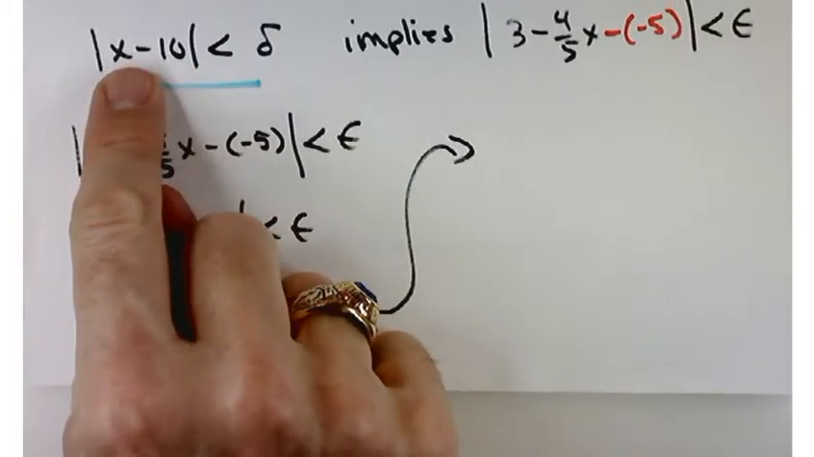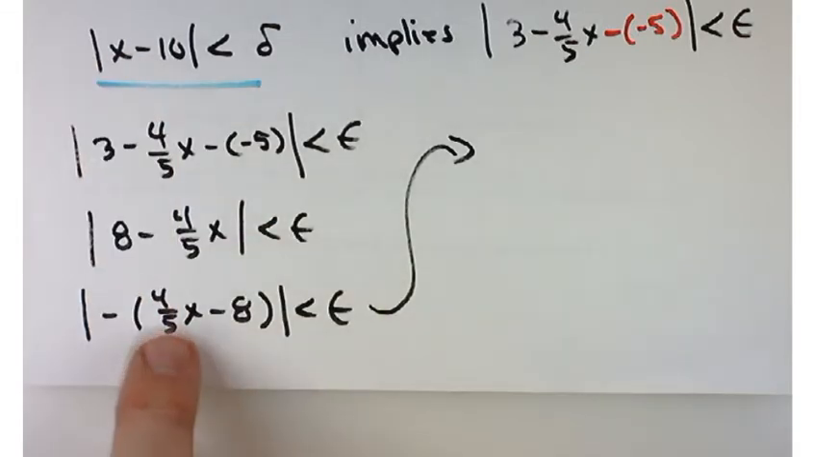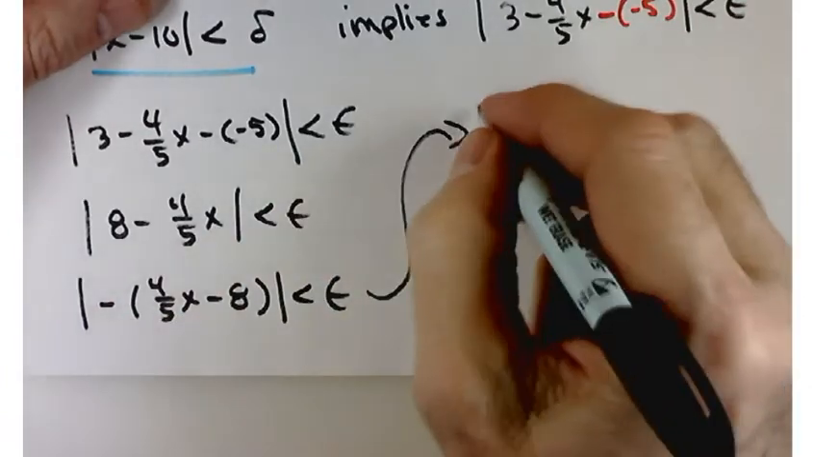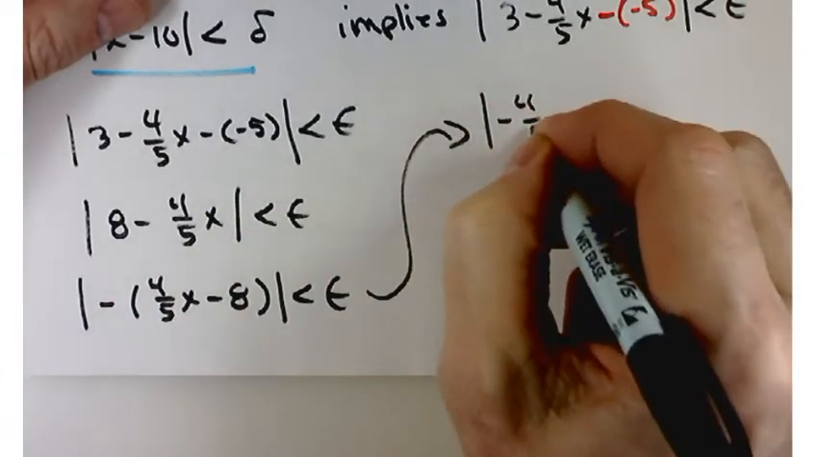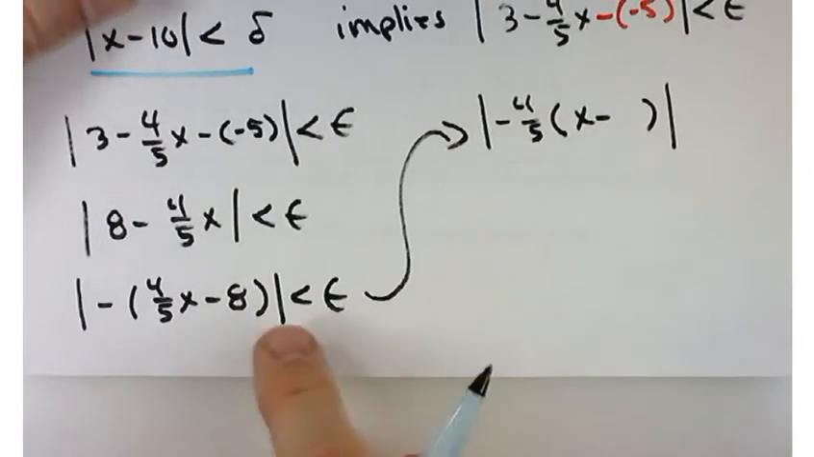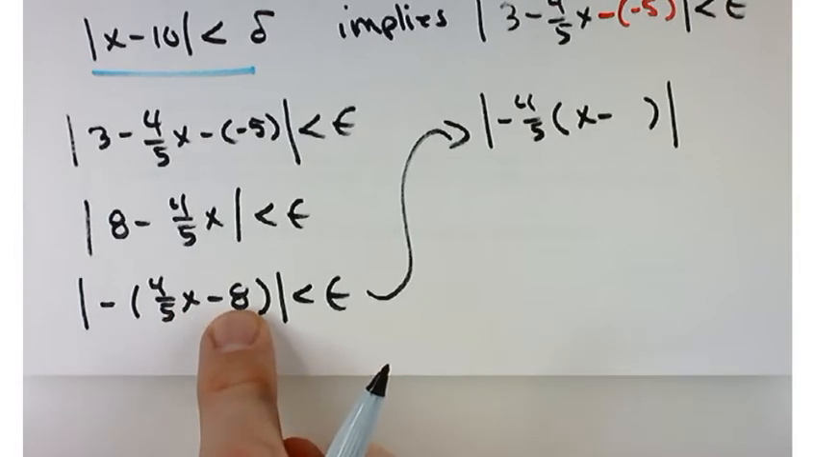Overall, what I need here is an x minus 10. So, in particular, the coefficient of x needs to be a 1. So, in addition to factoring out that negative, to rearrange things, I'm going to factor out the 4/5. So, we'll do minus 4/5 times x minus, well, 4/5 is 0.8 as a decimal. What do you get when you divide 8 by 0.8? 10.